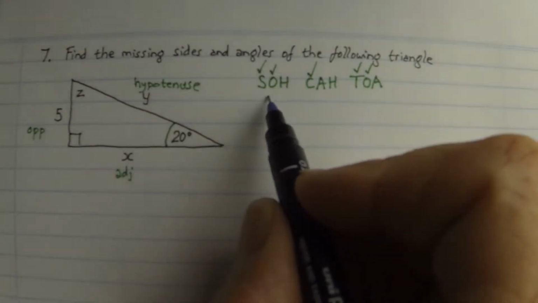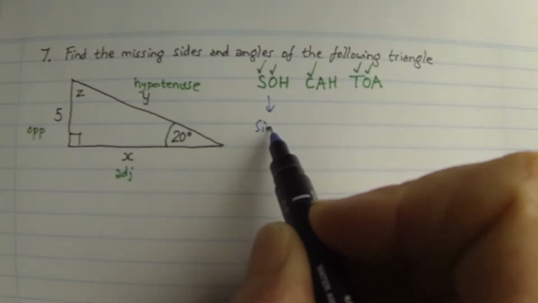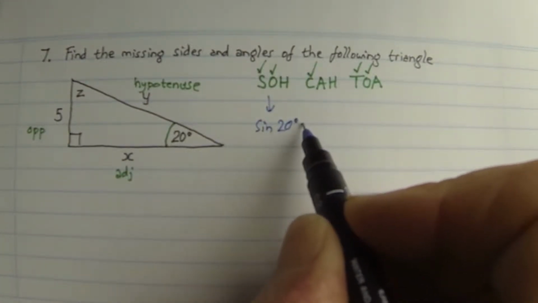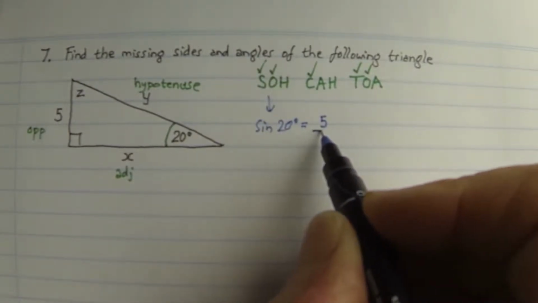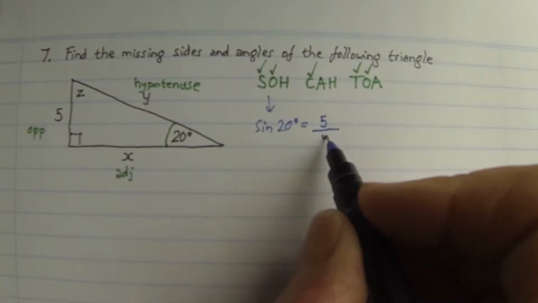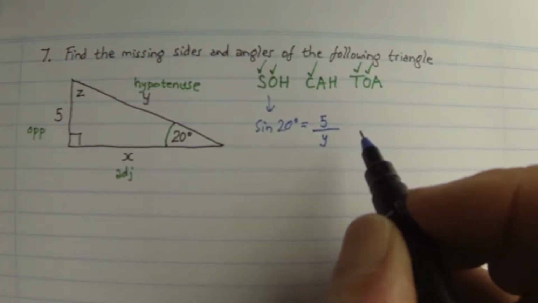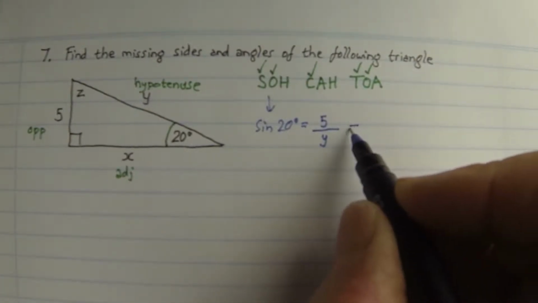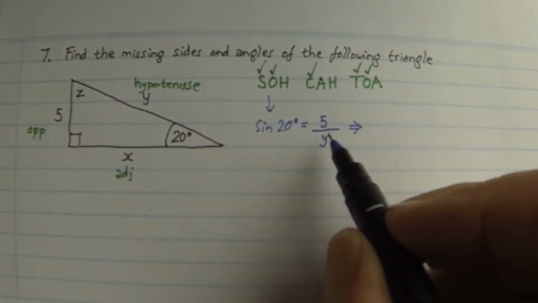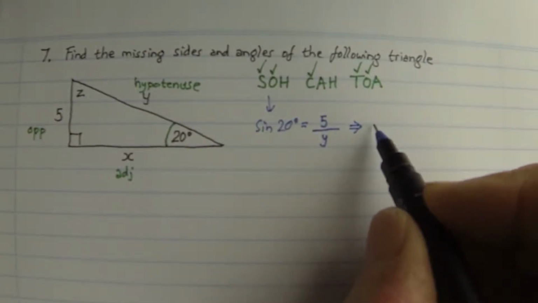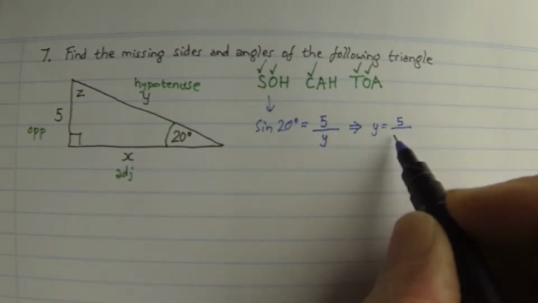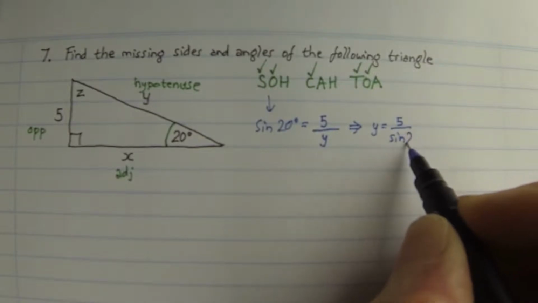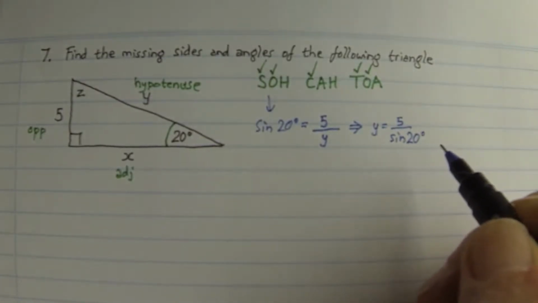Let's use this one. The sine of 20 degrees equals the opposite side, which we know, over the hypotenuse, which is y. Now, from your rearranging equations, you should be able to work out very quickly that this means y is equal to 5 divided by the sine of 20 degrees.